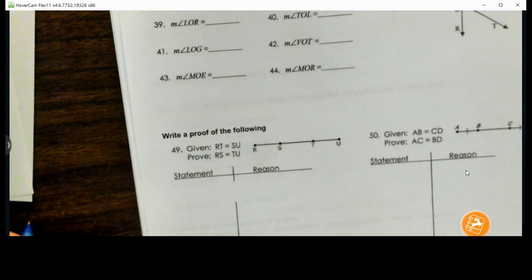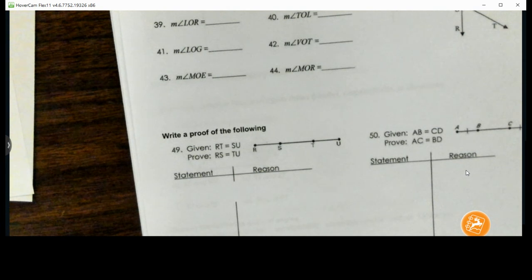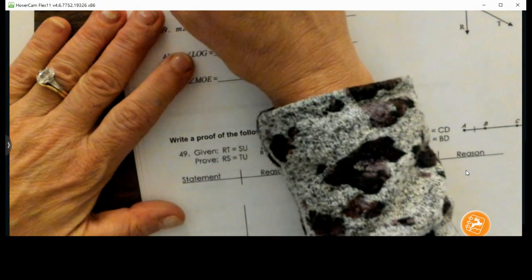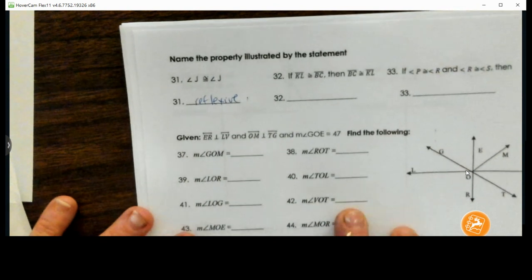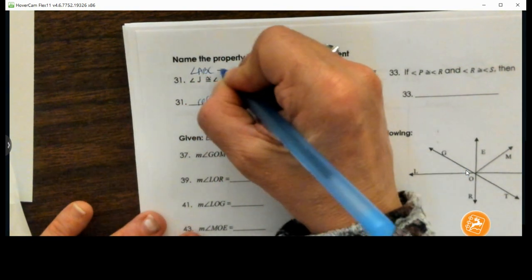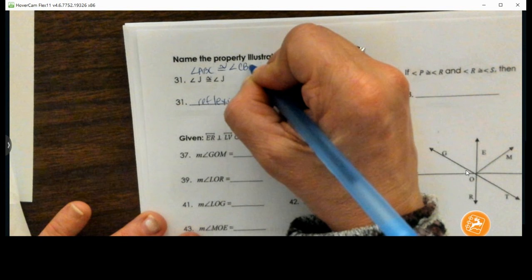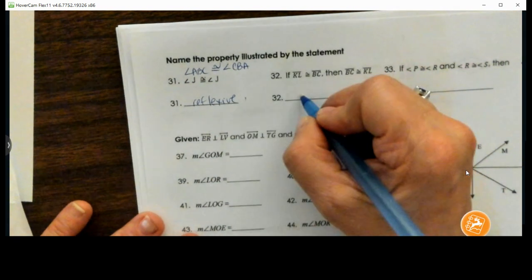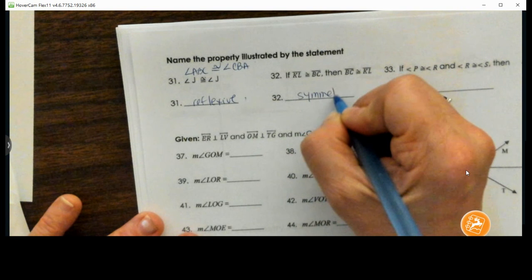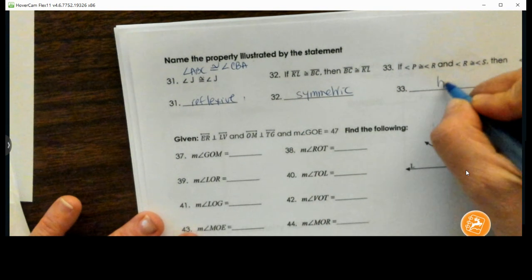Name the property illustrated by the statement. So this is reflexive, the first one, and that means angle ABC is congruent to angle CBA. This is symmetric, and this is transitive.